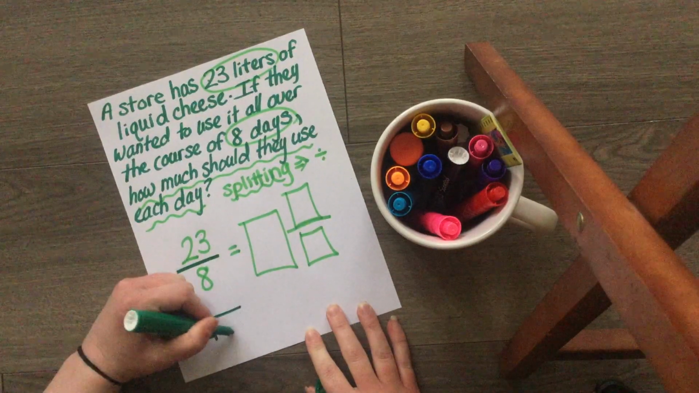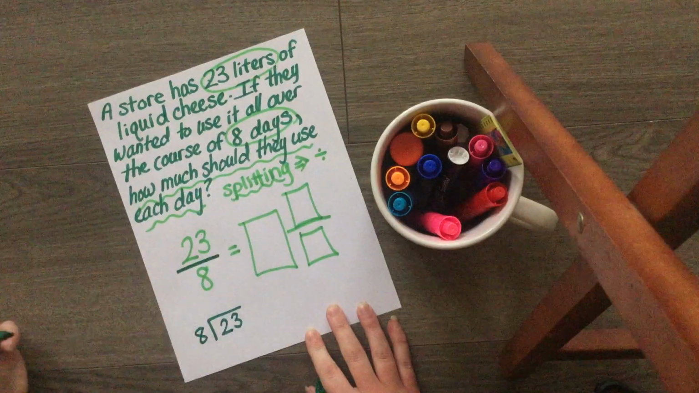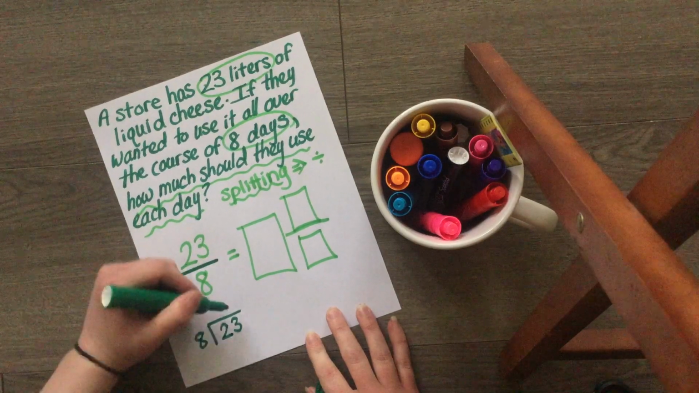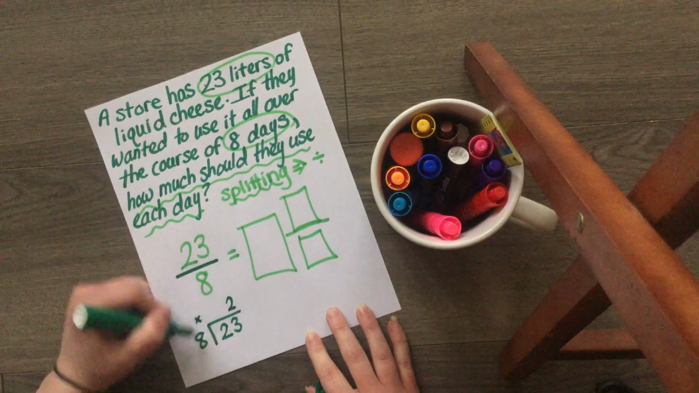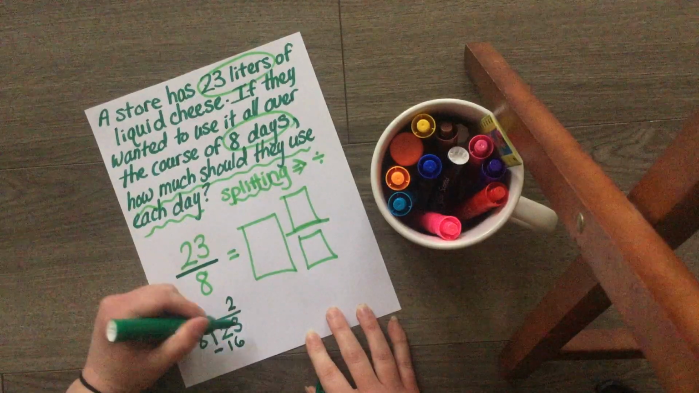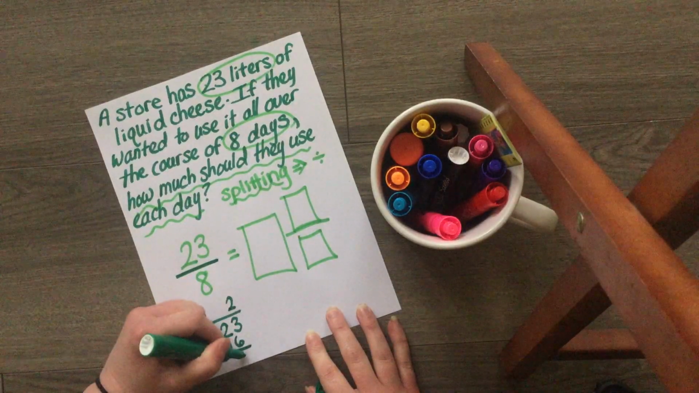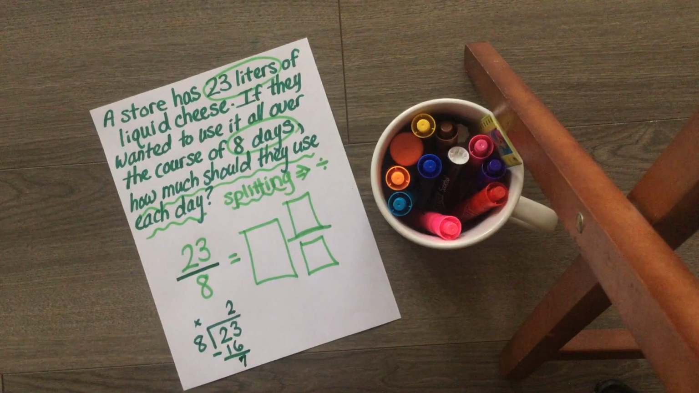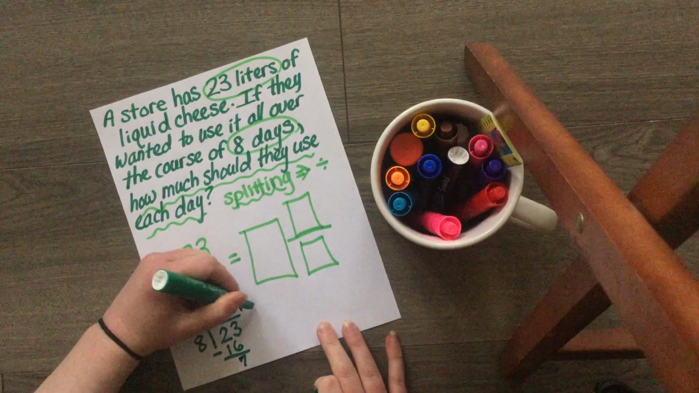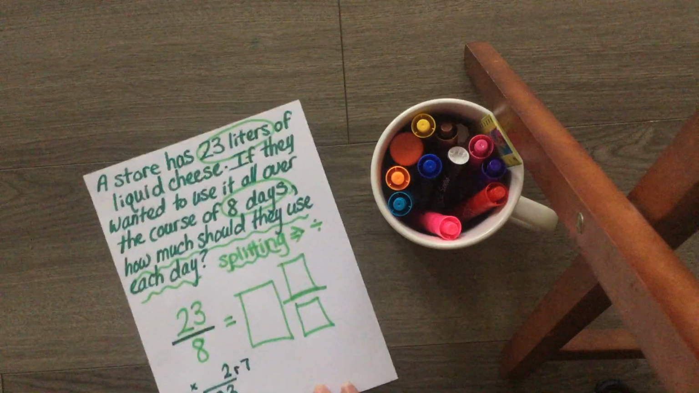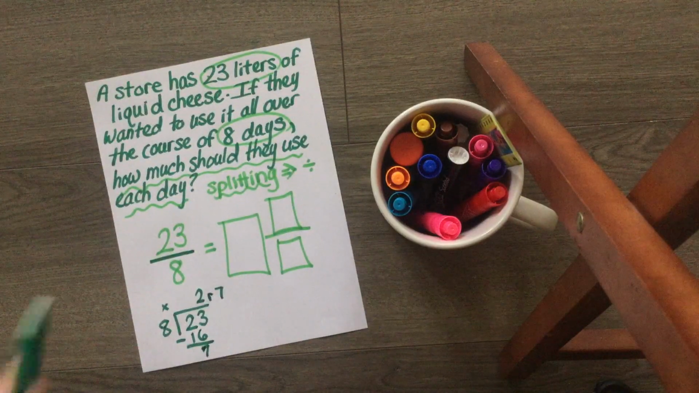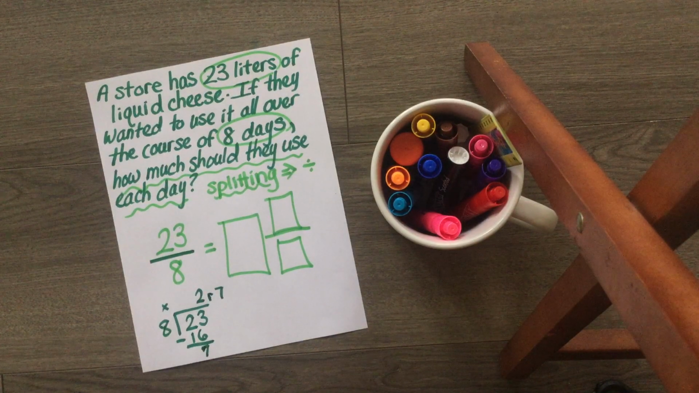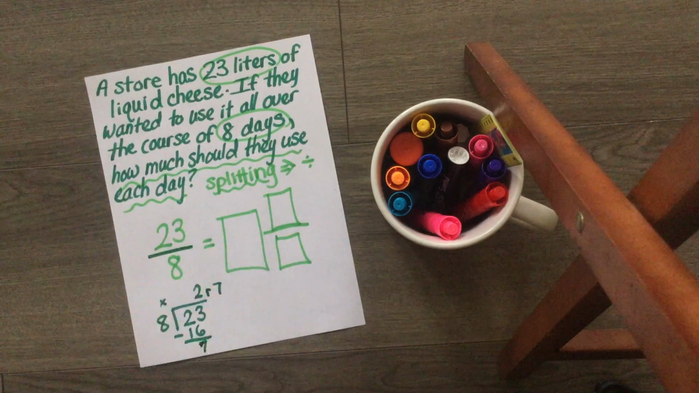So I'm going to set up my division problem down here. How many times can 8 go into 23? That's right, 2 times. 2 times 8 is 16. And 23 minus 16 is 7. There we go. Had to think about that for a minute. All right, now here's my answer: 2 remainder 7. However, that is not a good answer to my question. How much should they use each day? 2 remainder 7? No, that doesn't sound right. We still need to make this into a mixed number.